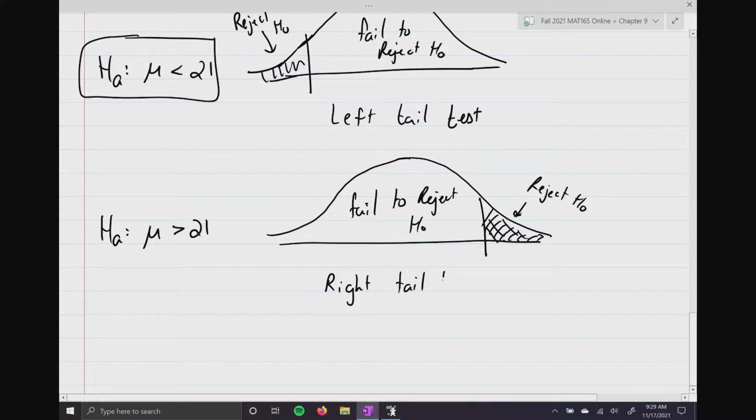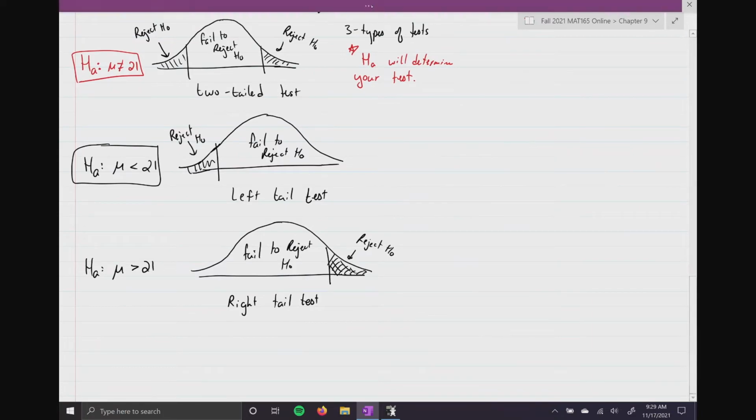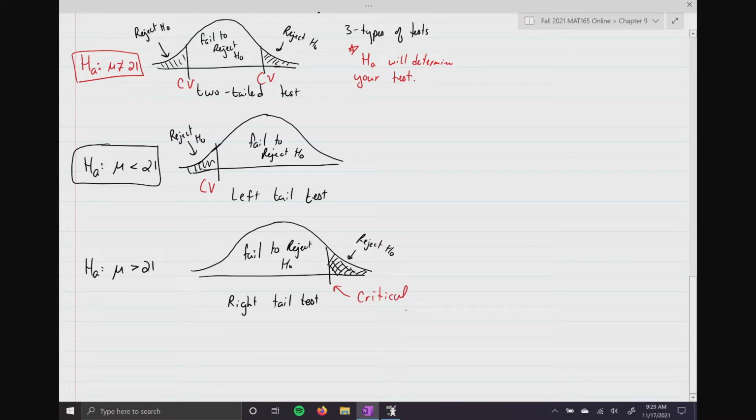And now, just like in confidence intervals, wherever you have that line that separates the fail to reject from the rejection region, that is called a critical value. So I'll just abbreviate it with a CV. And then on this very last one here, I'll write the critical value. So that critical value separates the regions from reject and fail to reject.